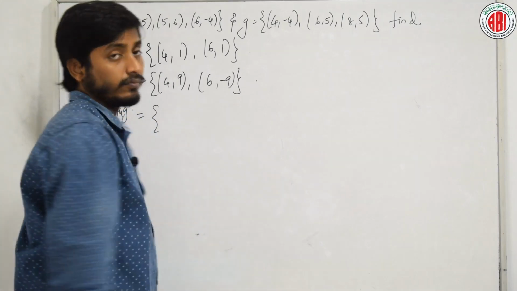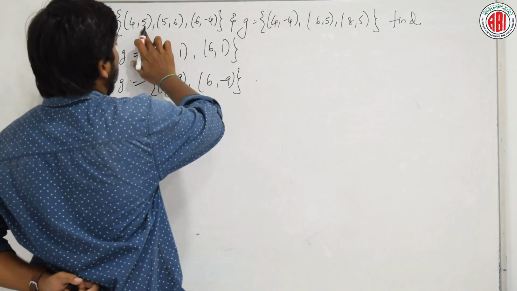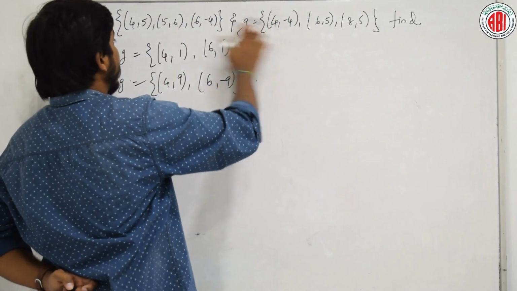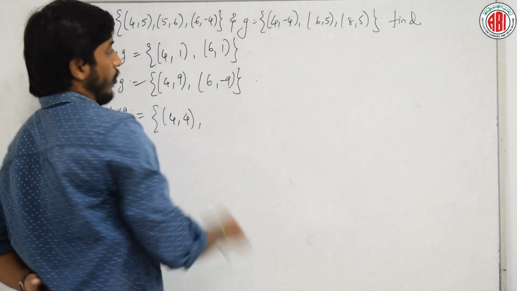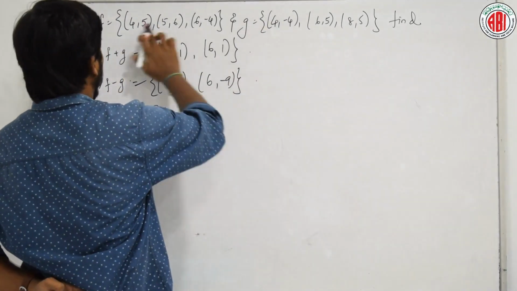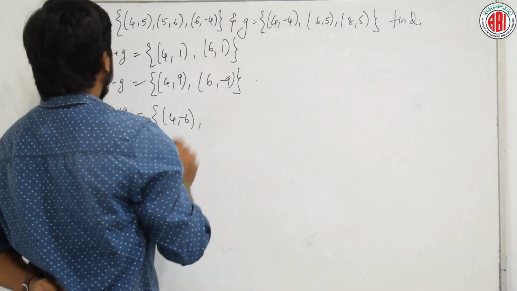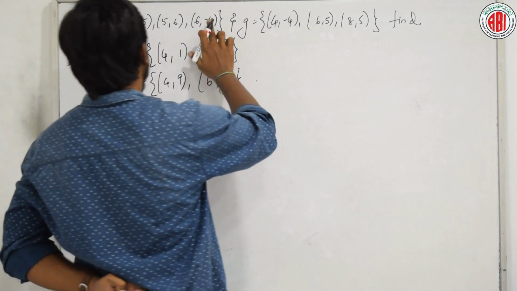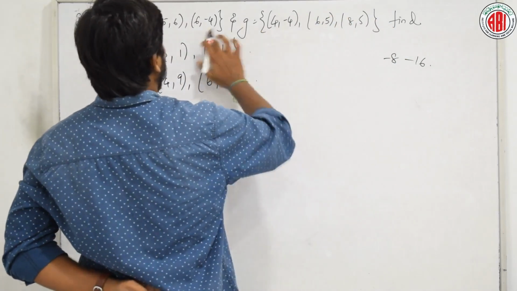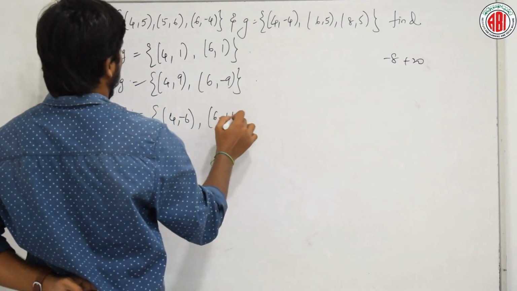Is it? Next, 2f plus 4g, that is again for 4, the same. 2 into f plus 4 into g. 2 5s are 10, 4 minus 4s are minus 16. 10 minus 16 is minus 6. Next, for 6, 2 minus 4s are minus 8, and 4 5s are 20, so it is 12. Next, 6 comma 12.